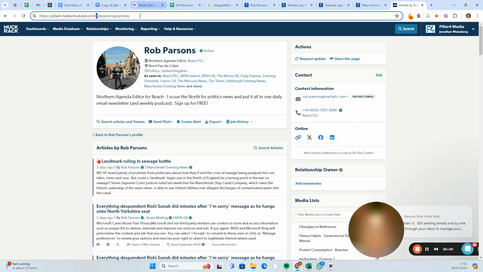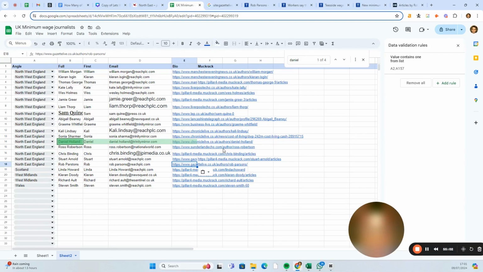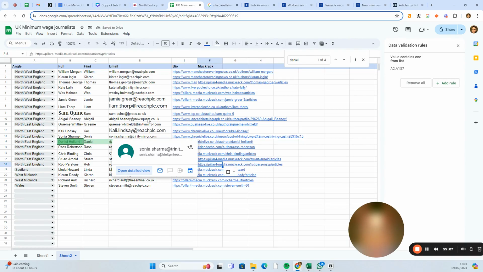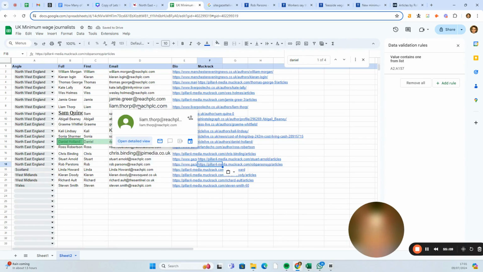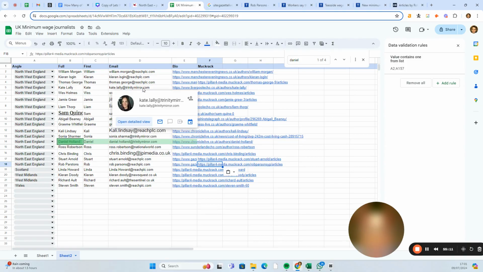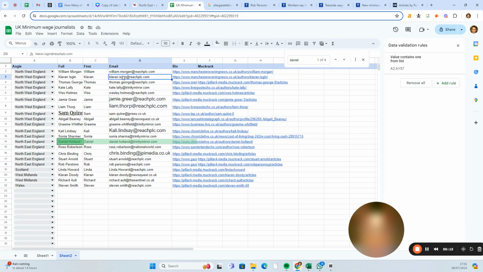So again, you can see the pattern we follow is we look at what the main newspapers are per area. We then use a site colon search to flush out stories that are related to what we're pitching. We then try and find the journalists and look at what they've written. And then if they're relevant, we add them to our list.